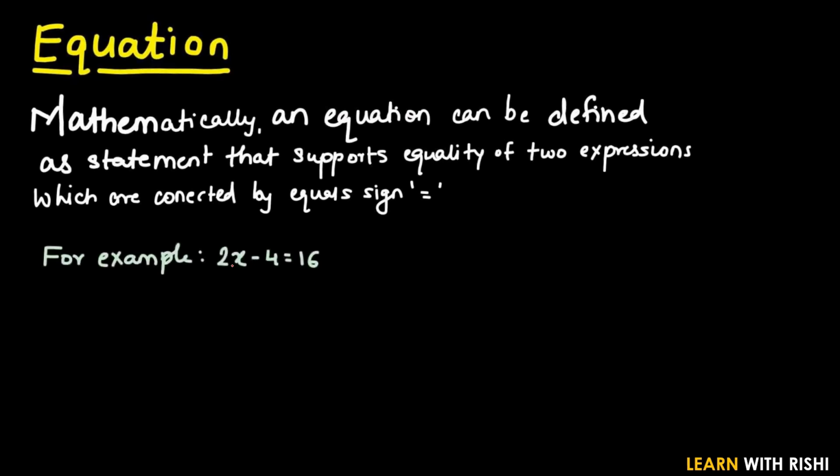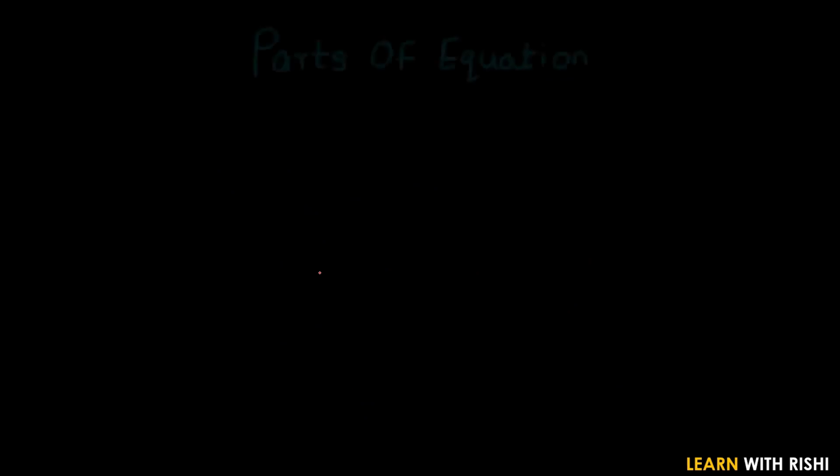Now here you can see that there are two expressions. One is the left hand side and one is the right hand side. Both the expressions are separated by an equal to sign. That's why this whole thing is known as an equation. Let us see the parts of an equation.